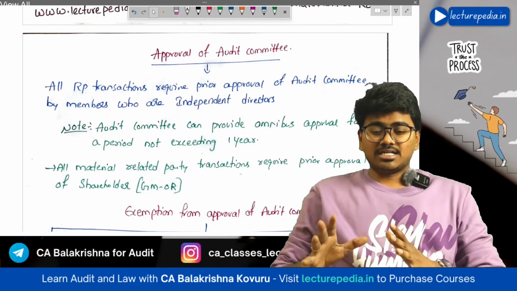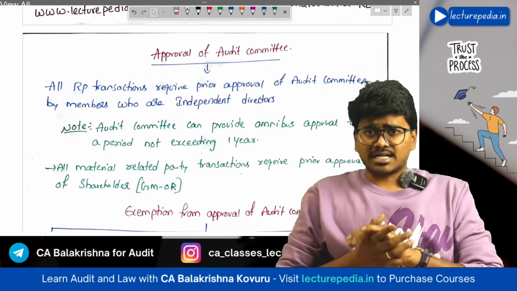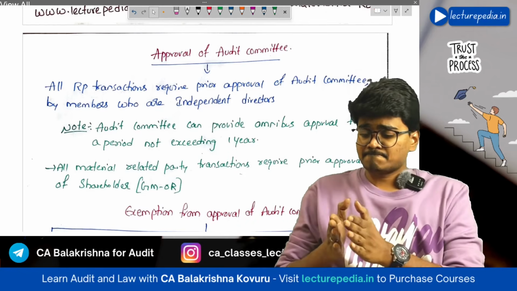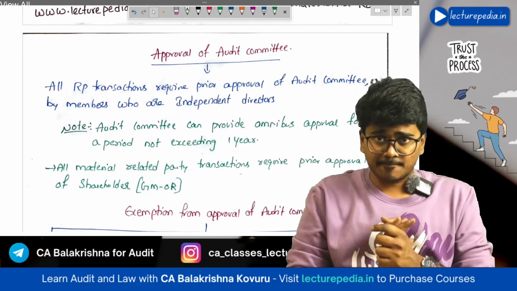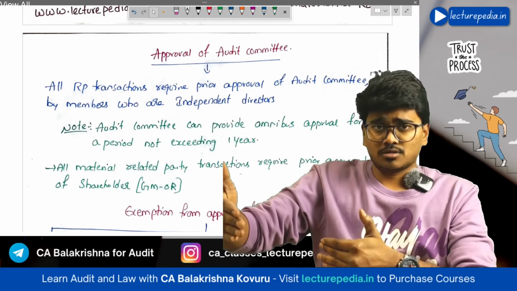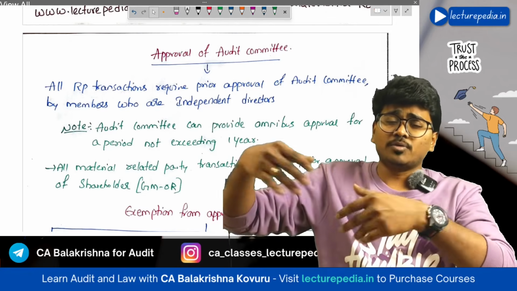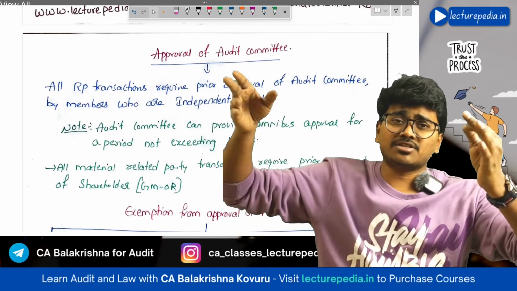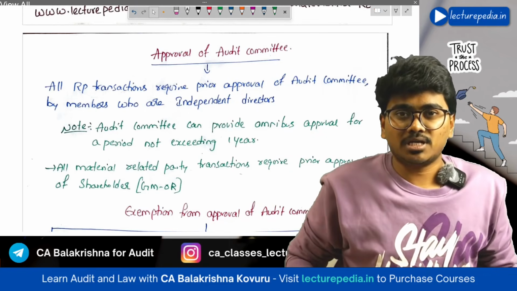That means it will tell the company that all the related party transactions up to an amount of 10 crore rupees that you enter into for a so-and-so period, I am approving them. You need not take any specific approval again. This is known as omnibus approval.